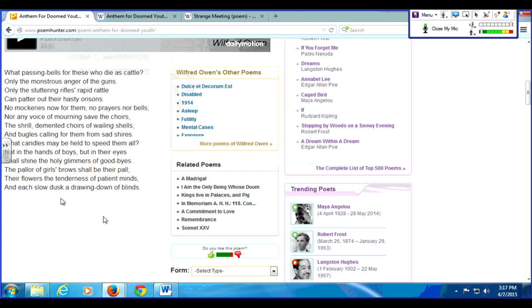What passing bells for these who die as cattle? Only the monstrous anger of the guns. Only the stuttering rifles' rapid rattle can patter out their hasty orisons. No mockeries for them, no prayers nor bells, nor any voice of mourning save the choirs, the shrill, demented choirs of wailing shells, and bugles calling for them from sad shires. What candles may be held to speed them all? Not in the hands of boys, but in their eyes shall shine the holy glimmers of goodbyes. The pallor of girls' brows shall be their pall, their flowers the tenderness of patient minds, and each slow dusk a drawing-down of blinds.